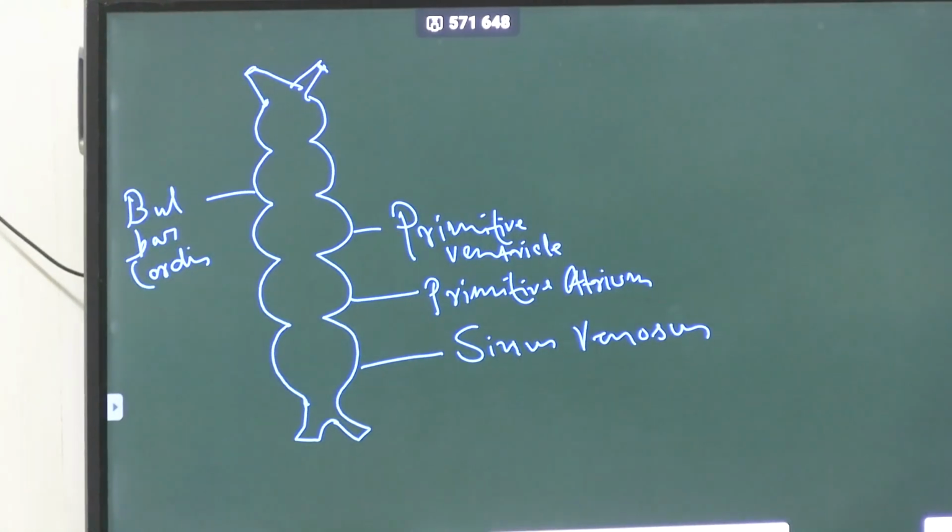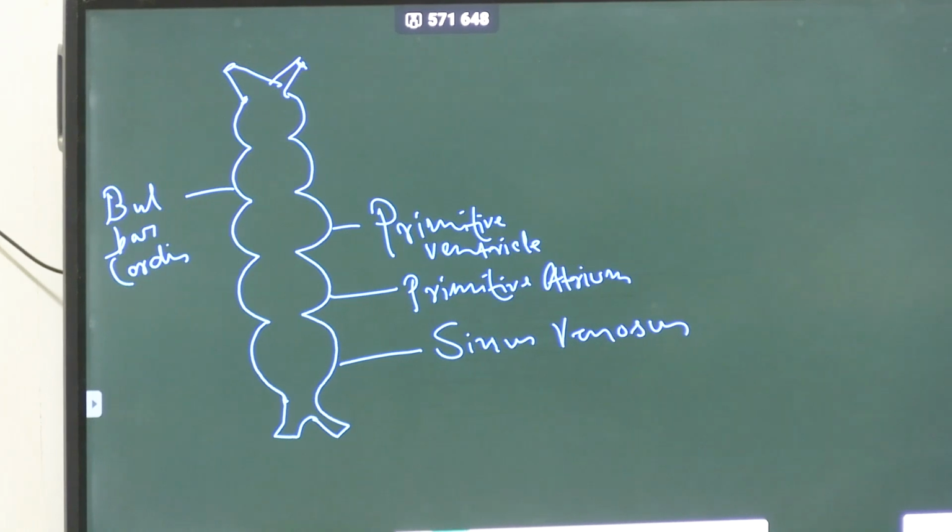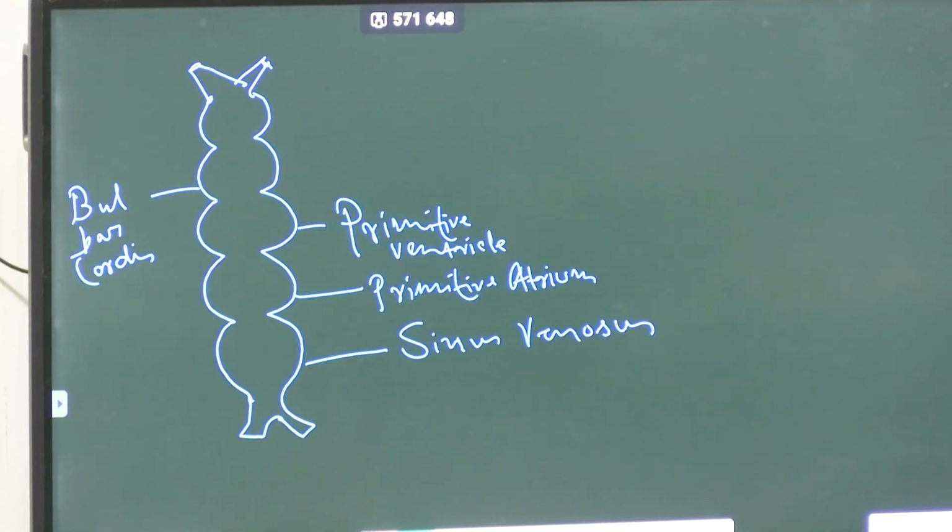If you do not understand this properly, then you will not be able to understand the development of heart, because it is the basic. First of all, I have repeatedly discussed where heart develops. The area where heart develops.